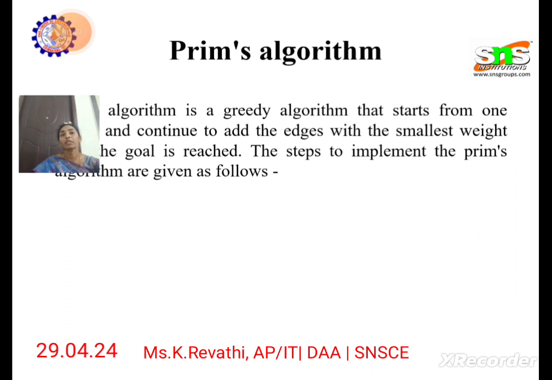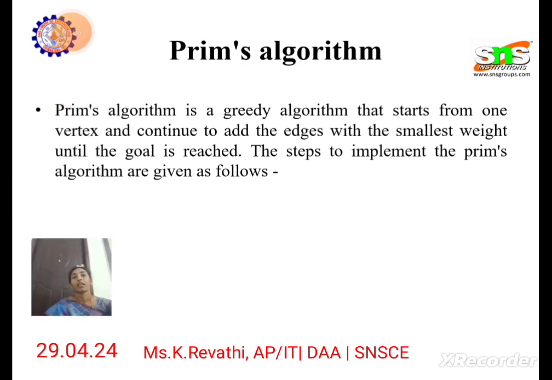Prim's algorithm is a greedy algorithm that is used to find the minimum spanning tree from a graph. Prim's algorithm finds a subset of edges that includes every vertex of the graph such that the sum of the weights of the edges can be minimized. Let us take an example for Prim's algorithm for a better understanding.